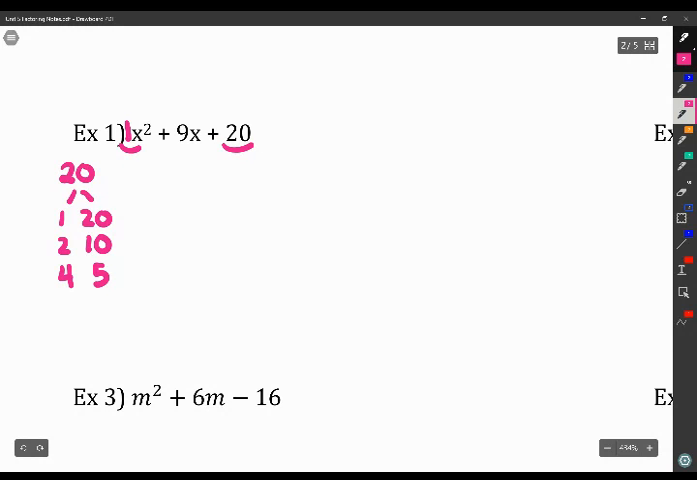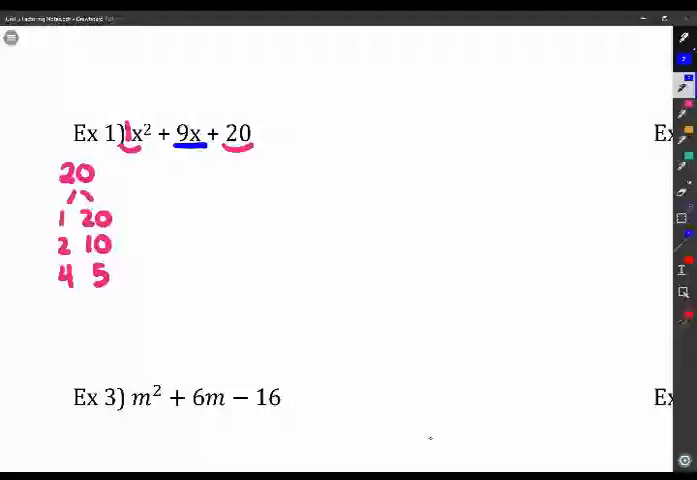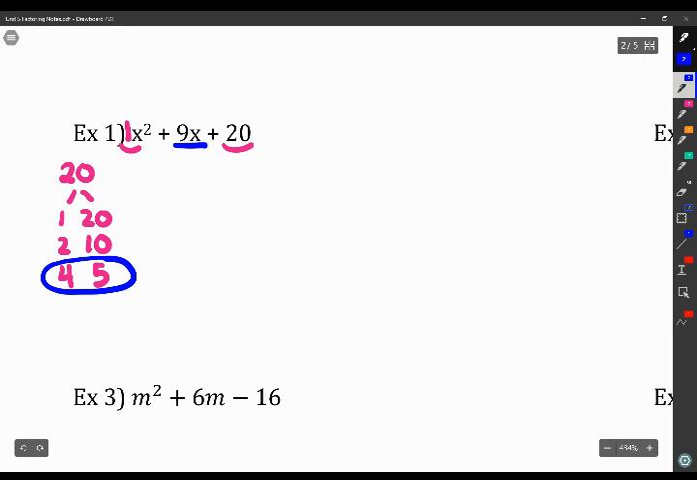And we're looking for the pair that either adds or subtracts to give us 9. If we look at the first one, 1 and 20, it either adds to give me 21 or subtracts to give me 19. The second pair, 2 and 10, adds to give me 12 or subtracts to give me 8. And then 4 and 5 adds to give me 9, which is what I want, or subtracts to give me 1. So now we found a pair that works.